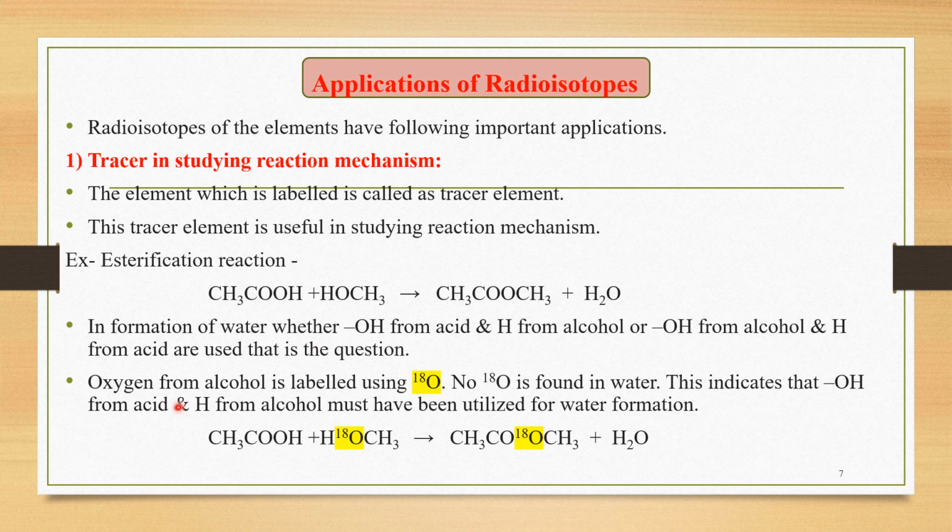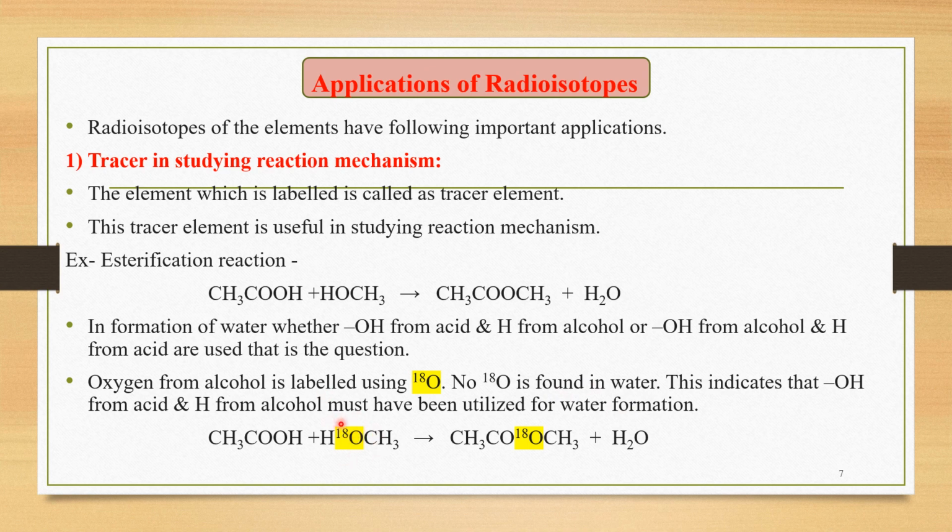For this purpose, oxygen from the alcohol is labeled using O18. That means we take an alcohol in which the oxygen is a labeled oxygen, an isotope of oxygen with mass number 18. Now, when we use such labeled oxygen in this alcohol, what happens? No labeled oxygen is found in water. This indicates that OH from the acid and H from the alcohol must have been utilized for water formation.